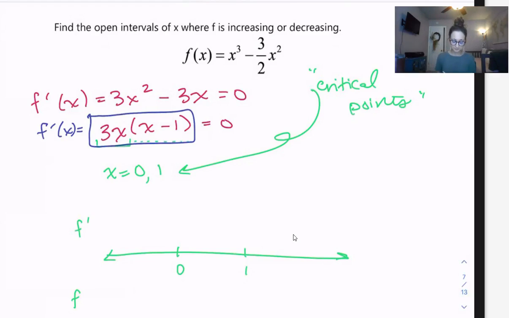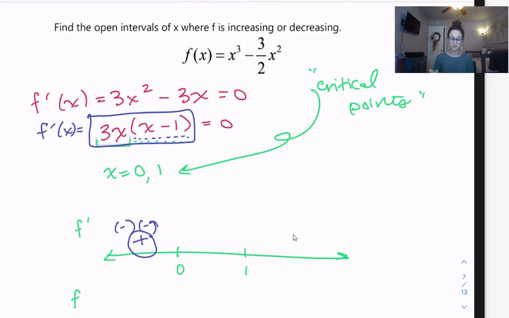Okay, so I'm going to check my first interval here. I'm going to pick a negative number, like -1. So if I plug -1 into this first factor of 3x, that is -3. The point is it's negative, right? If I plug in -1 to this second factor, it's -2. So that's also a negative. And a negative times a negative is a positive.